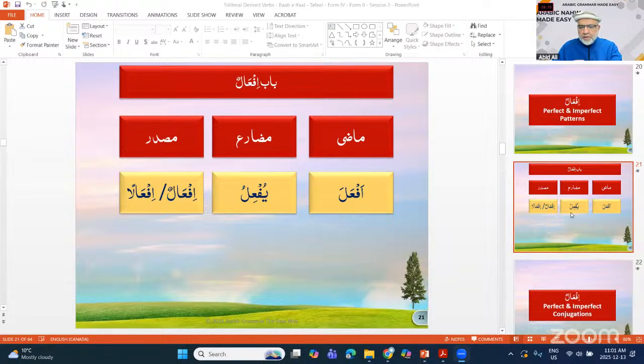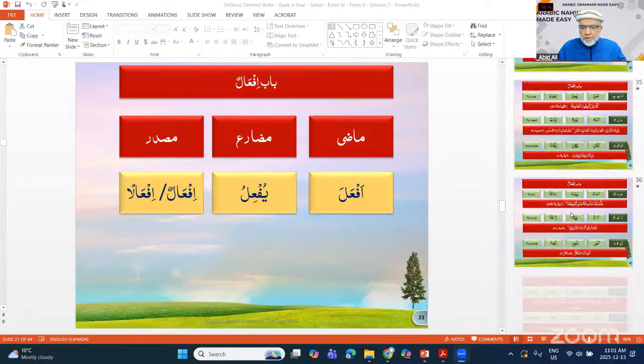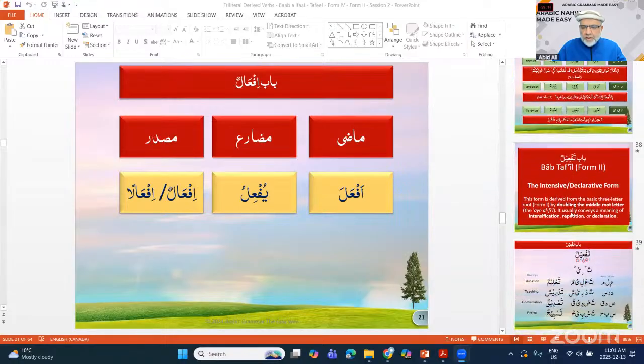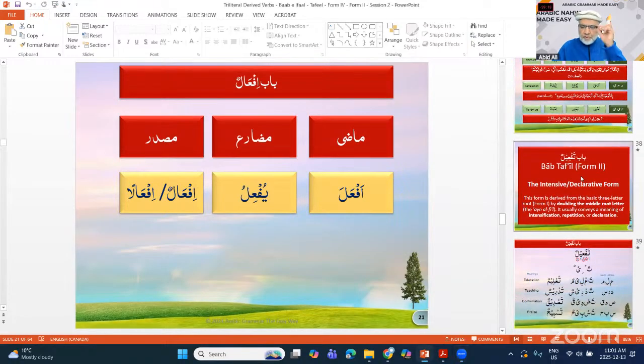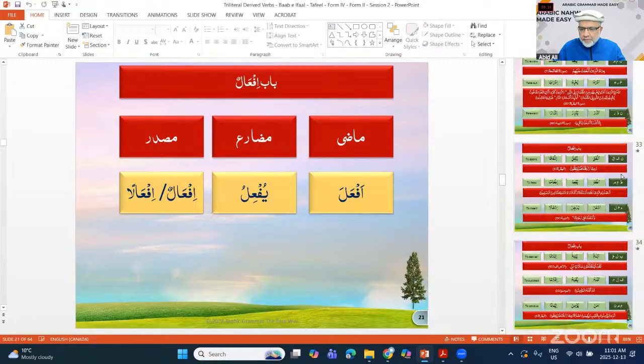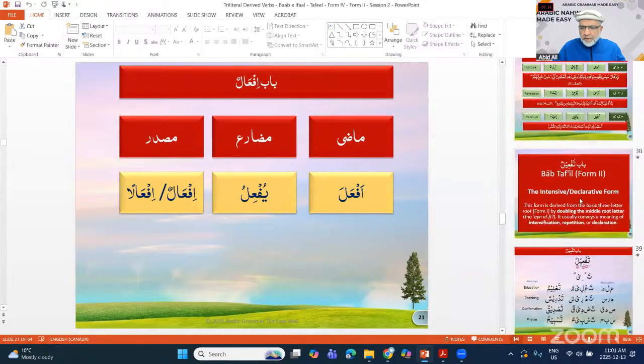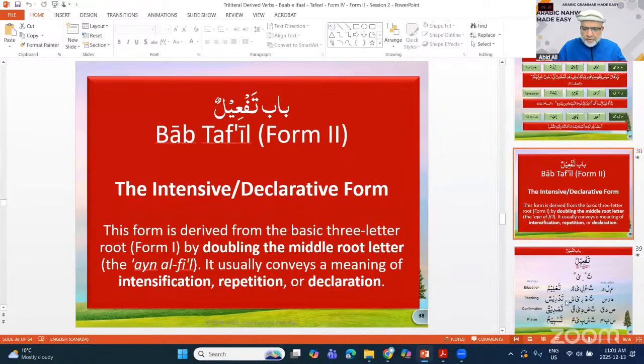So you know what I'm thinking? Since we are so fresh with Bab If'āl, I was going to give you a quick look at Bab Taf'eel. What do you think? It will be a good idea because then you'll be able to compare right away or have a little idea. Let's take a quick look at only a few slides today for now, and then we'll take it from there.